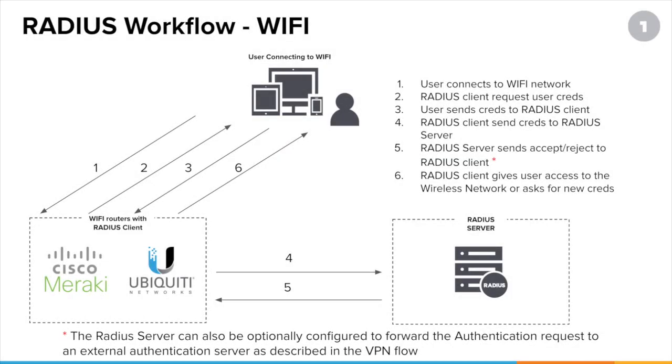Here, we're seeing the exact same flow, but for Wi-Fi networks. Again, Radius client is the system the end user is trying to authenticate against, in this case, a Wi-Fi router. And again, Radius server could be configured to authenticate the user against an external authentication system, such as Active Directory or even an LDAP server.